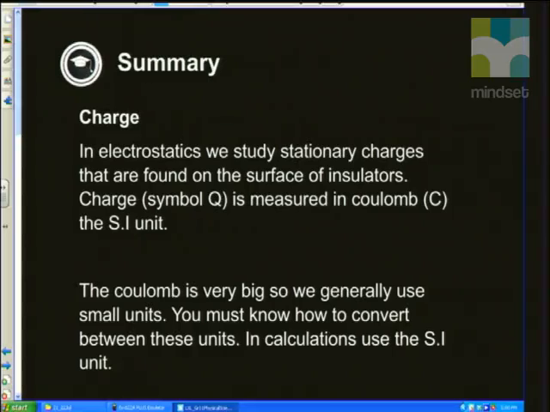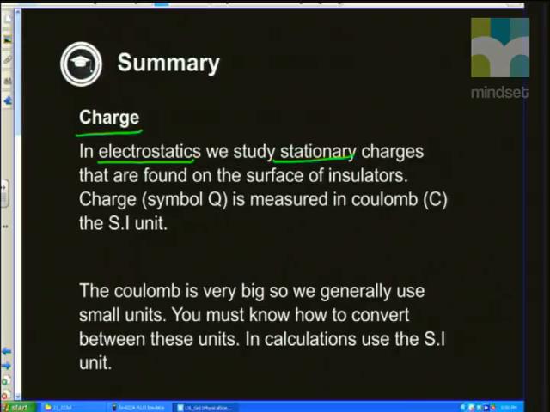Let's quickly go through this summary here. What is a charge? Or let's look at what this thing called a charge is all about. In electrostatics, of course, we're talking about stationary charges. We're talking about those charges that are not moving. So we're not talking about electric current. We're talking about those that are stationary.